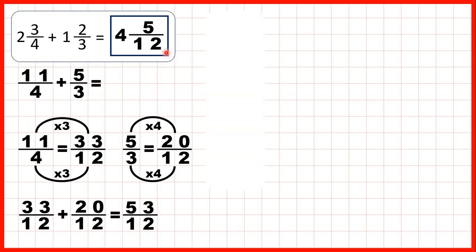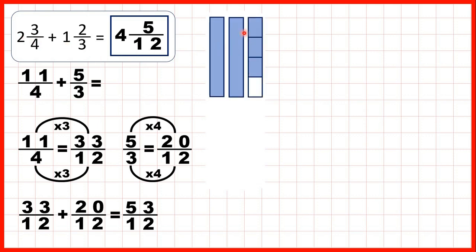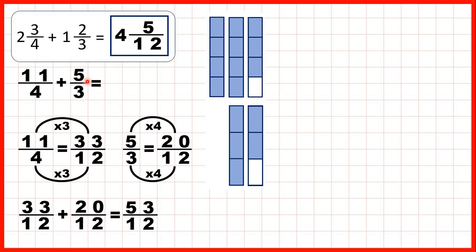So let's show fraction bars to see what we did. We started with 2 and 3 quarters, and we were adding 1 and 2 thirds. We changed 2 and 3 quarters into an improper fraction, so into 11 quarters, and 1 and 2 thirds became 5 thirds as an improper fraction. But to add fractions, we need the denominators to be the same, so the pieces of our fraction bars are the same size. So 11 quarters is the same as 33 twelfths, and 5 thirds is the same as 20 twelfths. So putting that together gives us 53 twelfths altogether, but that's the same as 4 and 5 twelfths, so that's our answer as a mixed number.